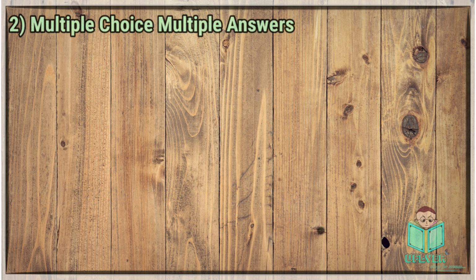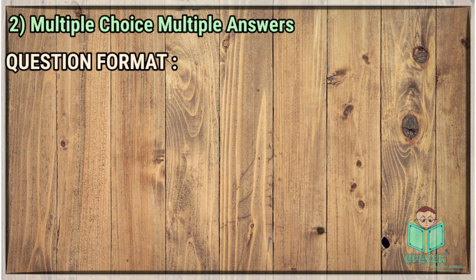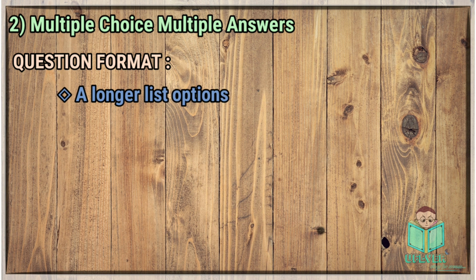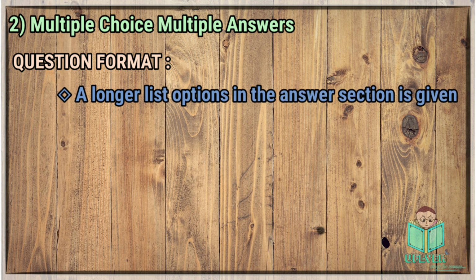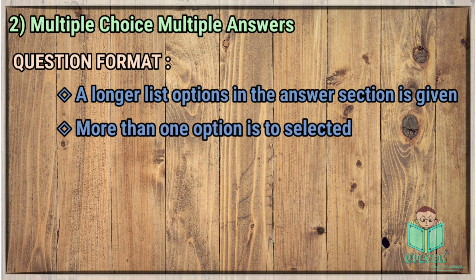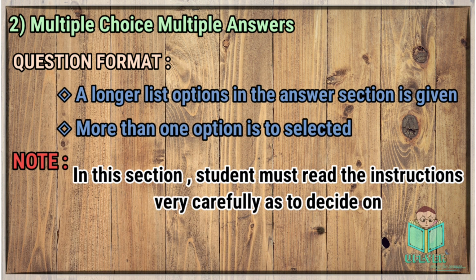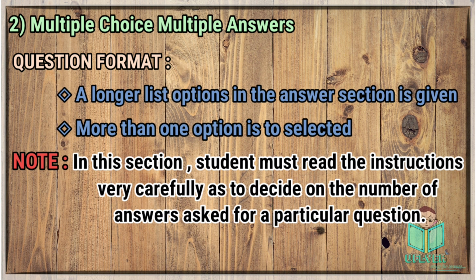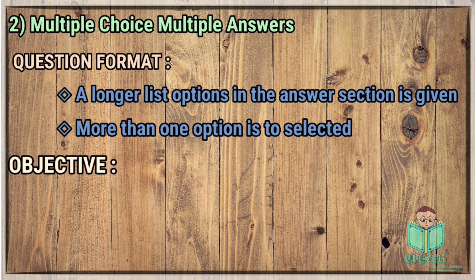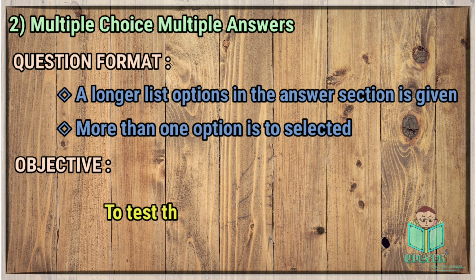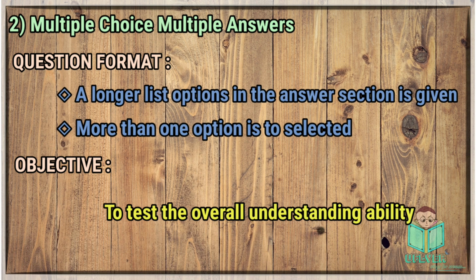Multiple choice, multiple answers. Question format. A longer list of options in the answer section is provided. You have to select more than one option. In this section, students must read the instructions very carefully so as to decide on the number of answers asked for a particular question. The objective of this type of question is to test the overall understanding ability of the content.